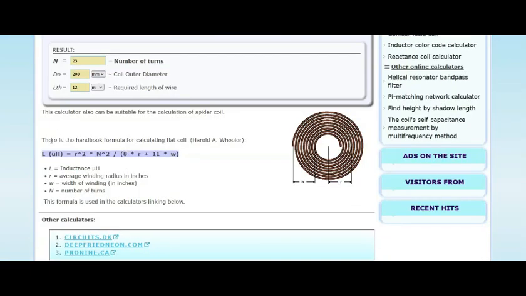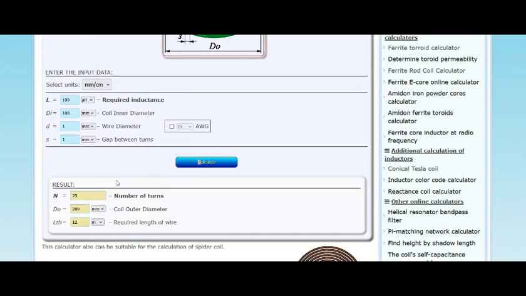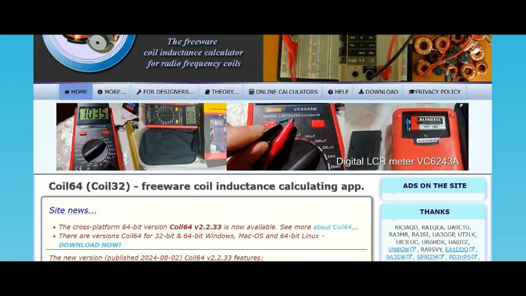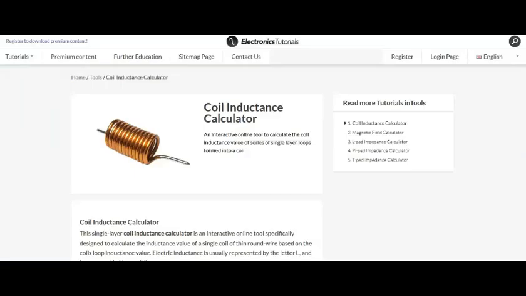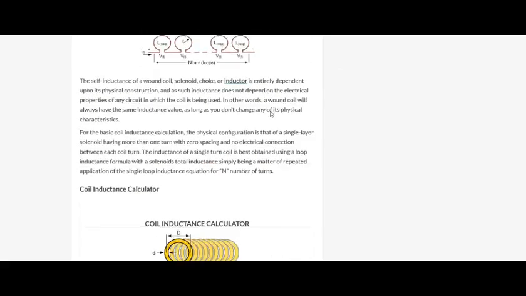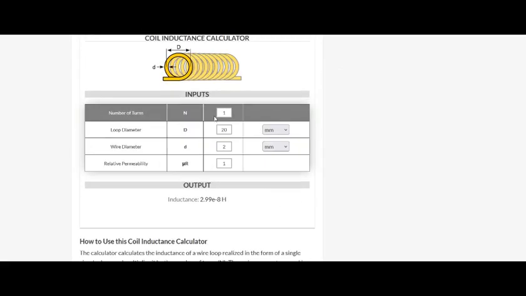Before we leave here, they credit that this is the equation they're using from Harold Wheeler. Now let's go for the single layer coil. Let's go to the Excellent Electronics Tutorials website, because now we've got what I want, where you just put in the number of turns and you get the inductance.